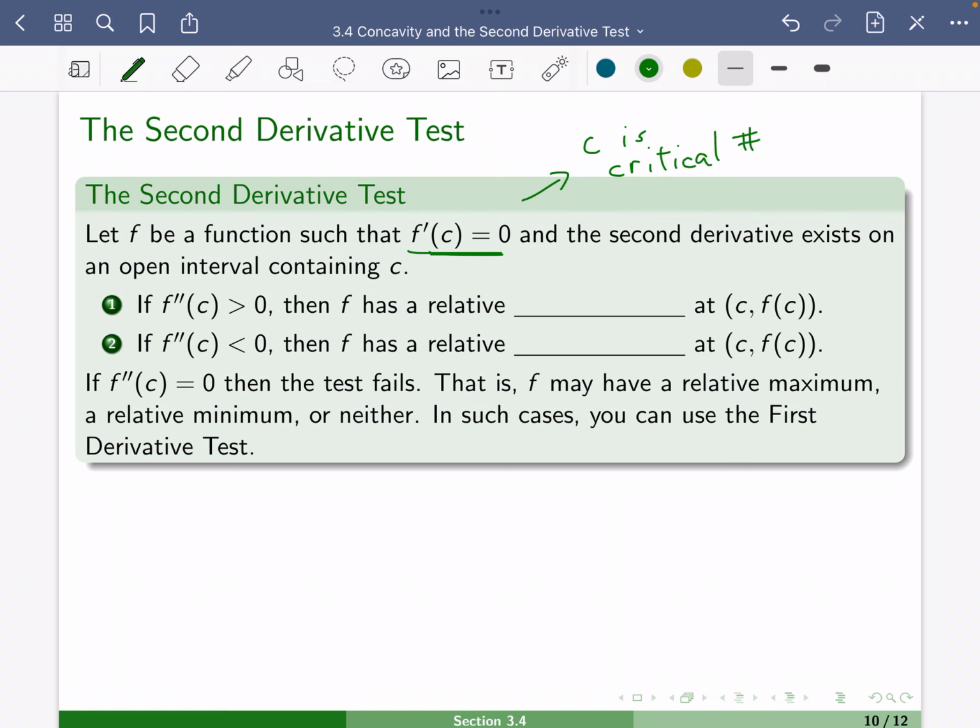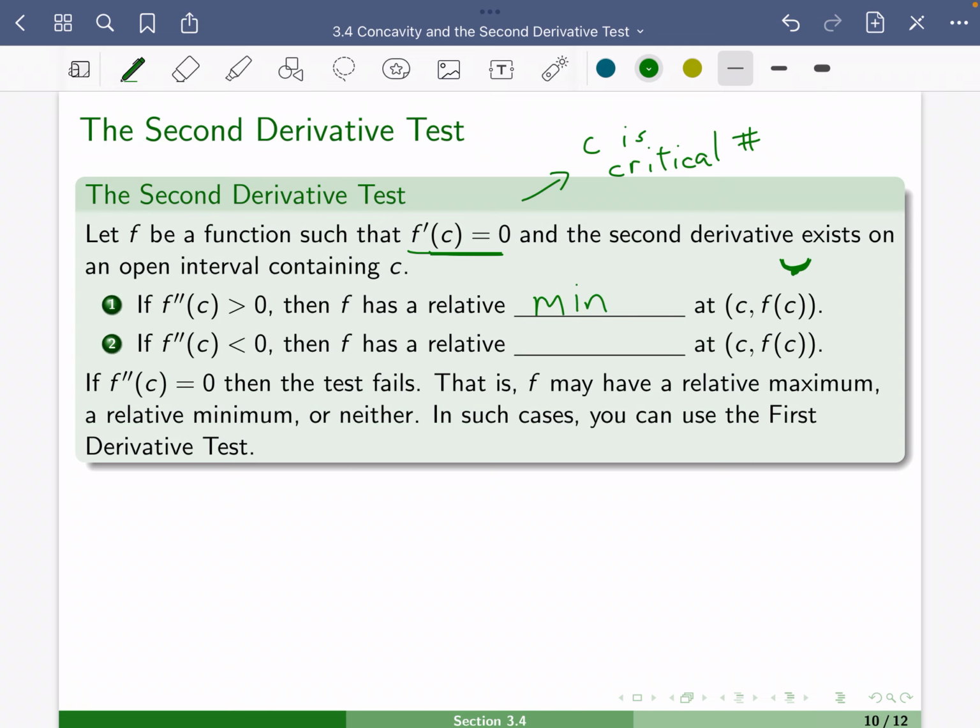And the second derivative exists. So we are requiring that the second derivative exists on some interval that contains c. If the second derivative at c is greater than 0, then what does that tell you? Well, right there at c it's curved up, so right at that point we must be at the bottom of a valley. So it has a relative minimum at that point.